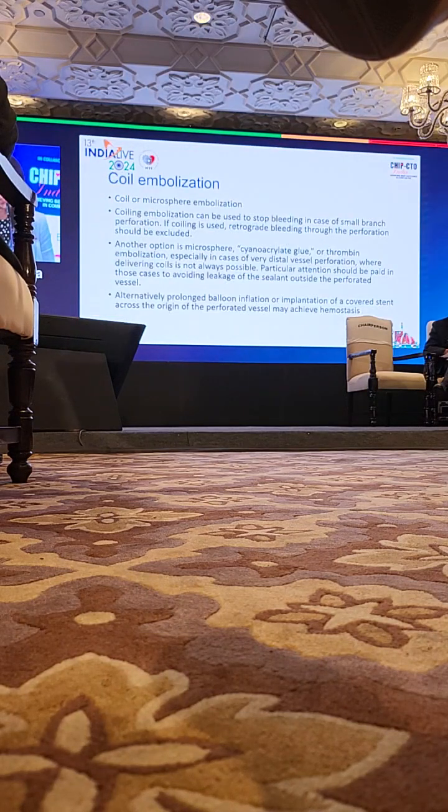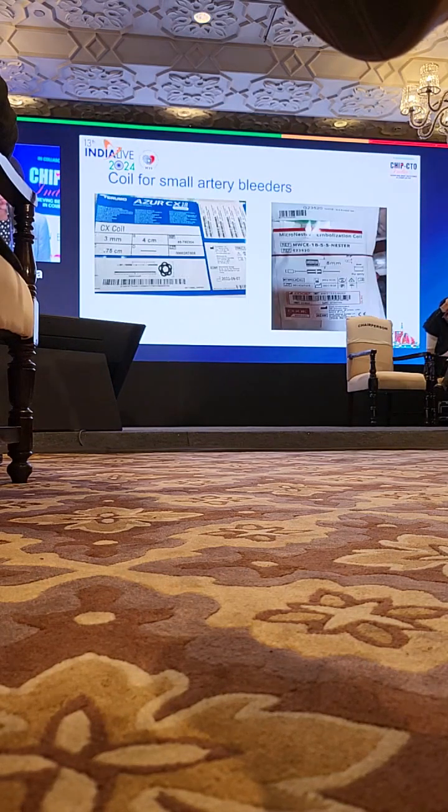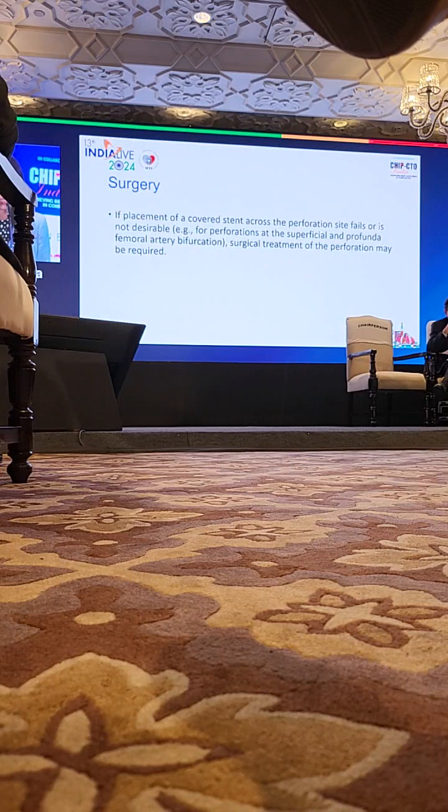Now for small vessels, you can use coils, and for very distal perforations, one can use cyanoacrylate glue or thrombin, but be careful to avoid leakage of the sealant outside the perforated vessel. Alternatively, you can do a prolonged balloon inflation or put a covered stent across the origin of a perforated vessel, which may achieve hemostasis. These are the coils which are available from Terumo or Cook. You can use these for small vessel perforation. And if nothing works, you can take help of your vascular surgeon.